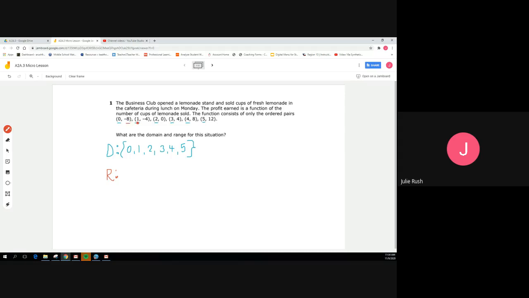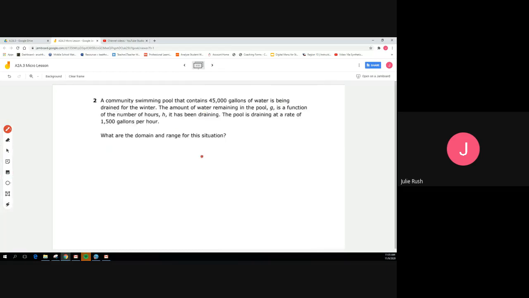And those are -8, -4, 0, 4, 8, and 12. Again, we're going to list them from least to greatest, so they don't have to match up with the x value. These happen to match up, but they don't have to, so don't think that they always will. So if they give me a list of coordinates for a function, then I can find the domain and range without having to find the equation.